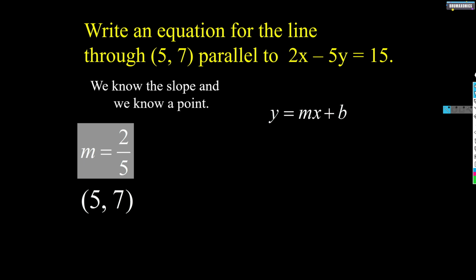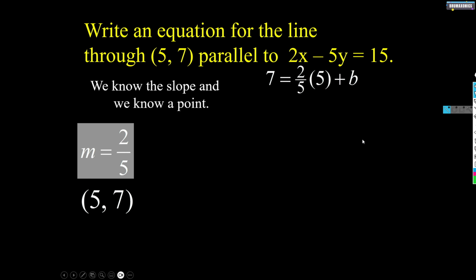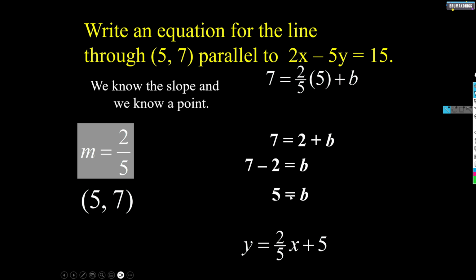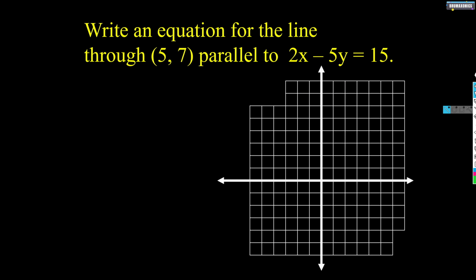So now with that, it means that we can go and do the substitution and try to find the value of b. So if b is equal to 5, it means that now we have the gradient, we have the 5, we can conclude that y is equal to 2 over 5x plus 5, right? Very straightforward. Write an equation of the line through this point parallel to this.